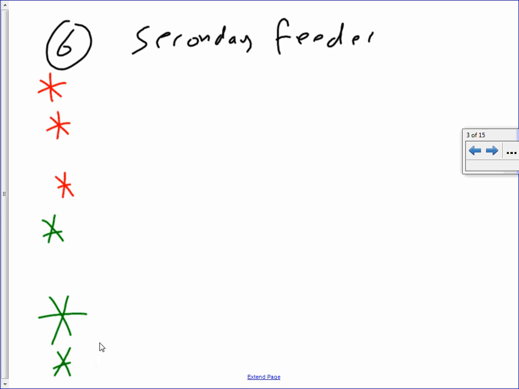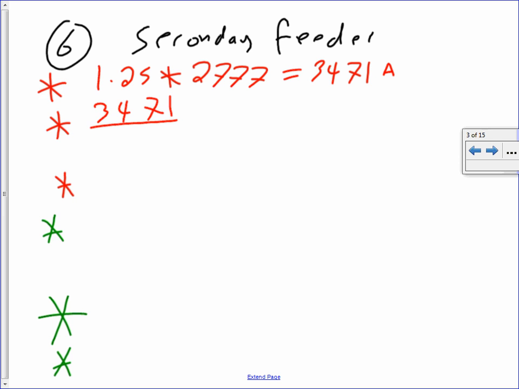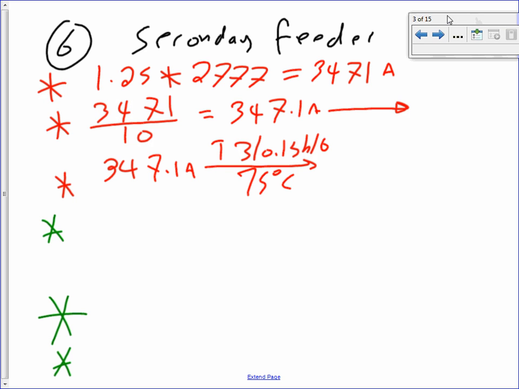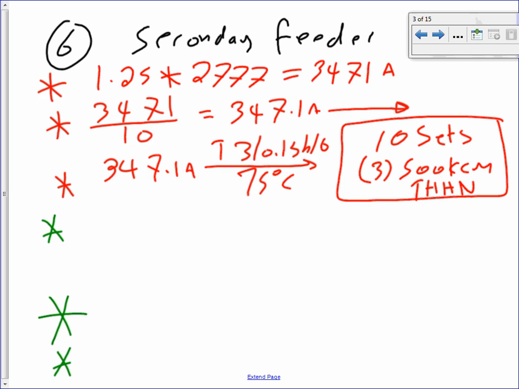Now the secondary feeder. Sizing your secondary feeder, guys, same thing. You're going to take the 1.25 and multiply that by 2777. That will get you a healthy 3471 amps. Take the 3471 divided by 10. That will get you a healthy 347.1 amps. Take it to table 310.15(B)(16), 75-degree column. That will get you 10 sets of 3 conductors, 500 kcmil THHN. That's the size of your feeder.